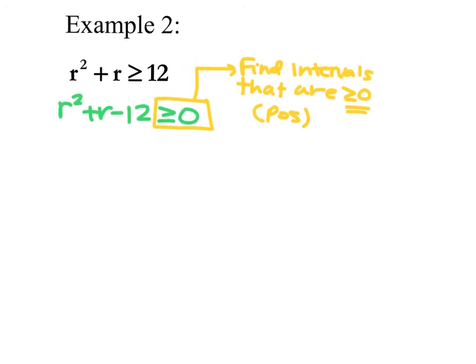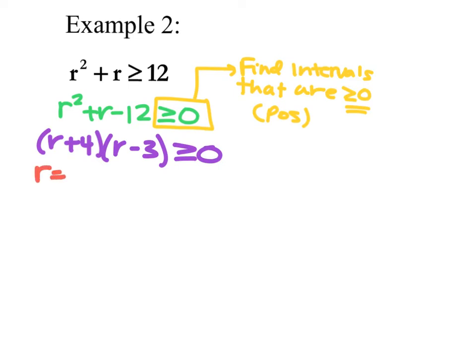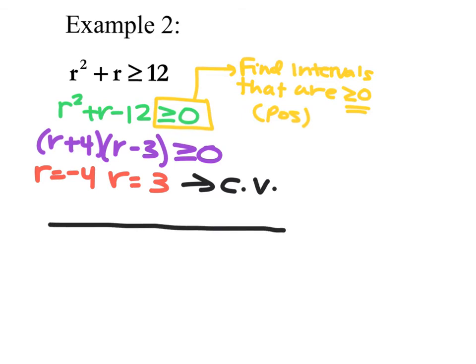All right, factor that out. We get r plus 4 and r minus 3 greater than or equal to 0. Okay, and now we find our critical values. We have critical values of -4 and +3. So those are not necessarily our solution. They're just points on the graph that we care about. So we have a -4 and we have a 3. We have 3 test intervals.